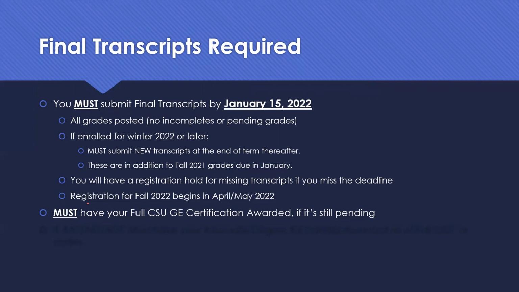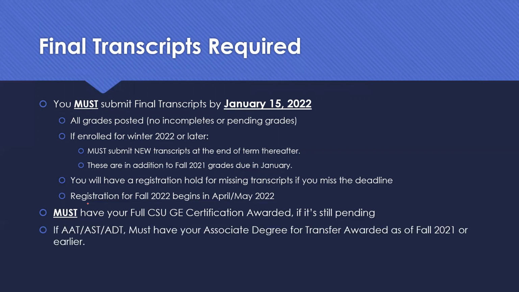Registration for fall is going to begin sometime around April or May. That's usually when you see those registration holds come on that prevent you from enrolling into future terms if you're missing transcripts. Remember to request to have your full GE certification awarded in those January 15th transcripts. If you are fulfilling your GE certification, the only students we normally don't require this from is our liberal studies students because they follow a different GE pattern.